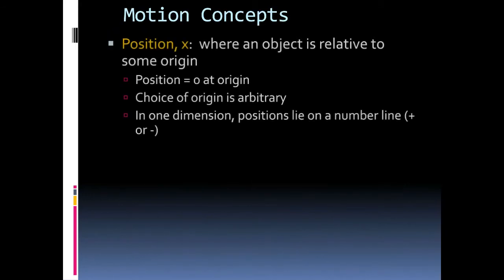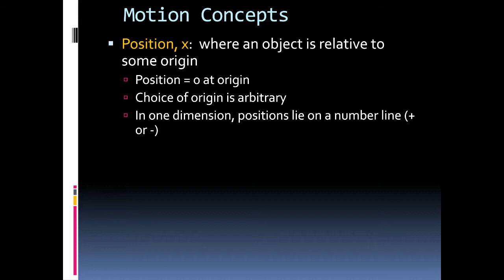So, some of the motion concepts. We have position. We label it with X. We think of the X-axis. Sometimes it's called the instantaneous position, but position for short, and we label it X. So it's where an object is relative to some origin. You do have to have a reference point with respect to the origin. We usually assign the origin as 0. This isn't always necessary, but we usually assign it 0. So 0 in this case is a position marker.